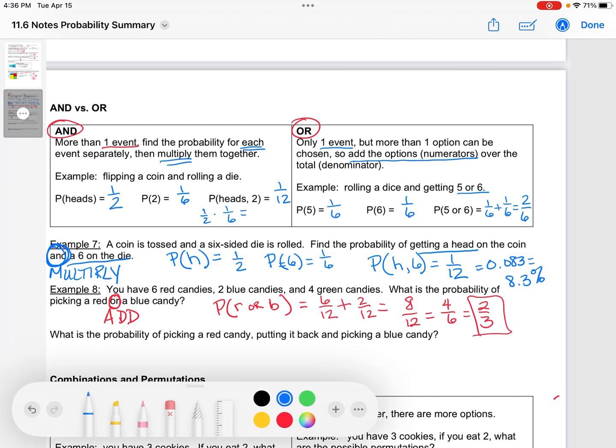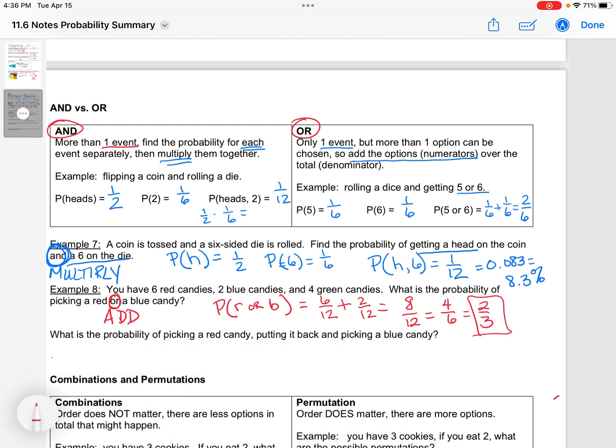Okay. So then there's this other thing we have. We're picking, so we got an and. Notice we put it back, so the total amount of candy in the bag stays the same, because otherwise we change our denominator. So the probability of picking red is going to be 6 out of 12. The probability of picking blue is going to be 2 out of 12. So if I want the probability of picking a red and then picking a blue, I'm going to multiply those together. So I'm going to have 12 out of 144, which is going to be 1 out of 12.